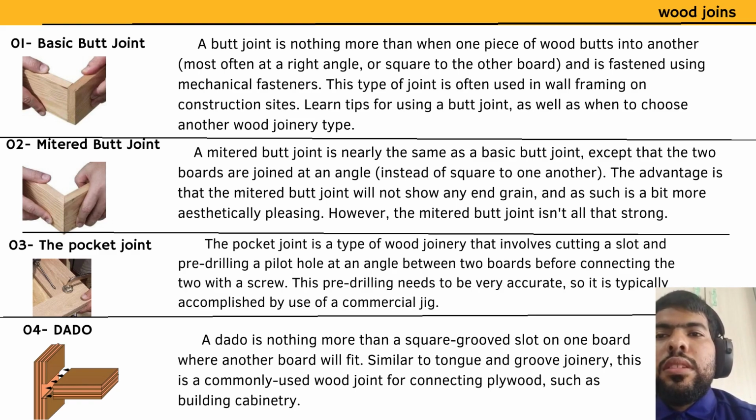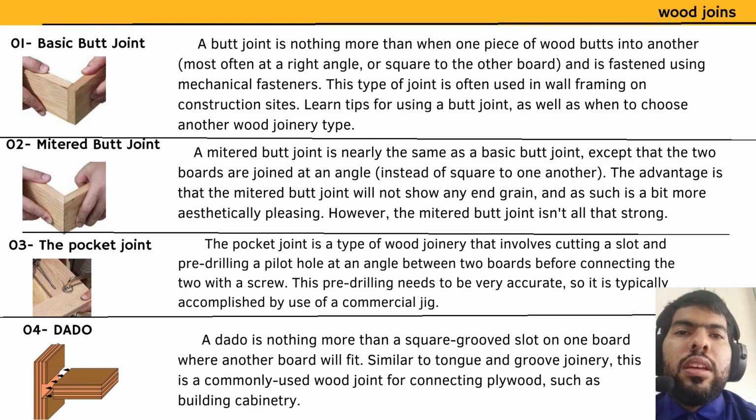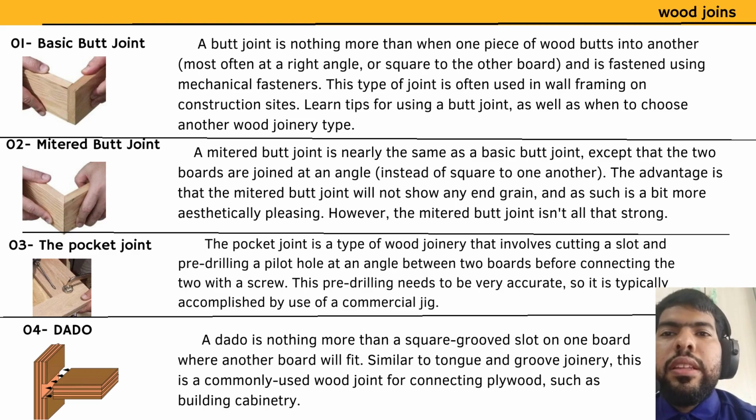The third is the pocket joint. The pocket joint is a type of wood joinery that involves cutting a slot and pre-drilling a pilot hole at an angle in one board before connecting the two boards with a screw. This pre-drilling needs to be very accurate, so it is typically accomplished by use of a commercial jig.